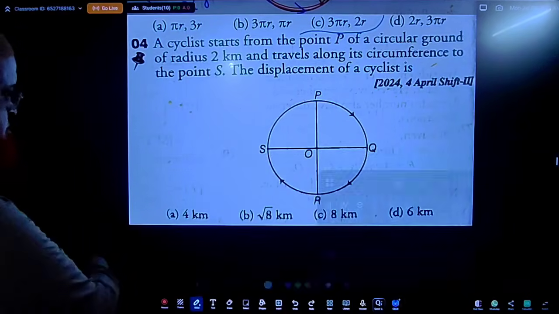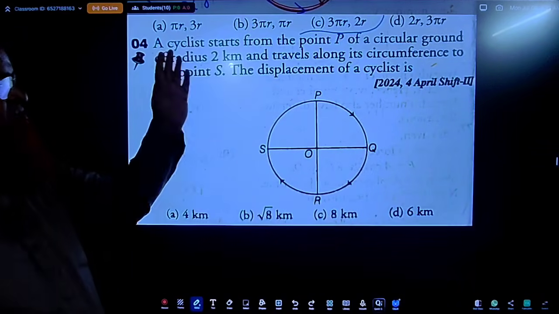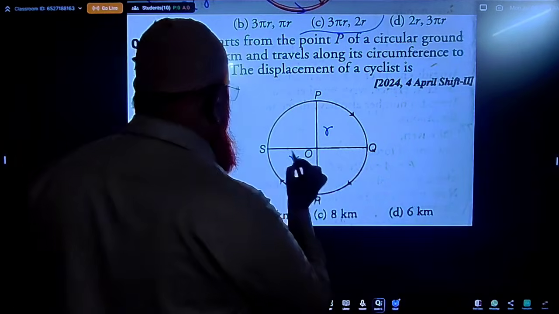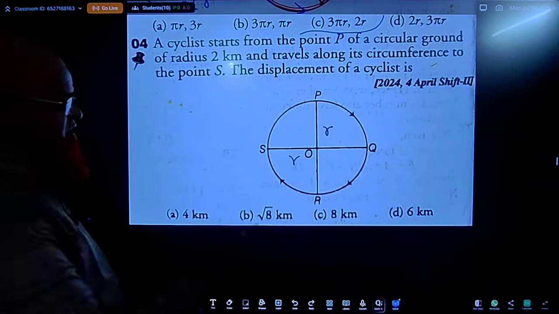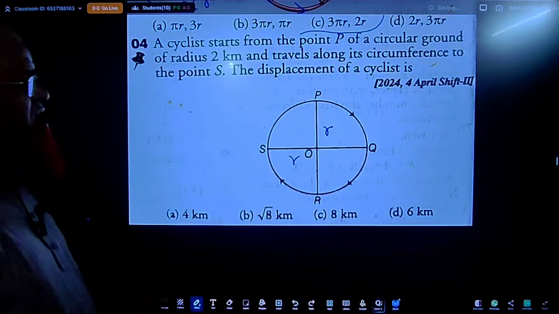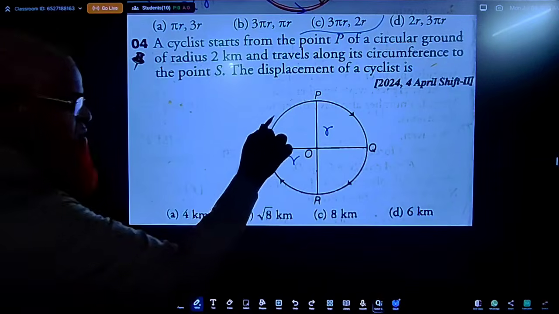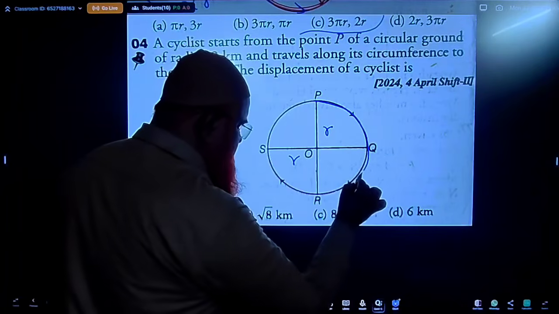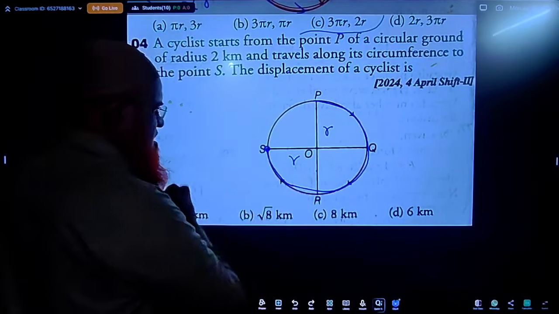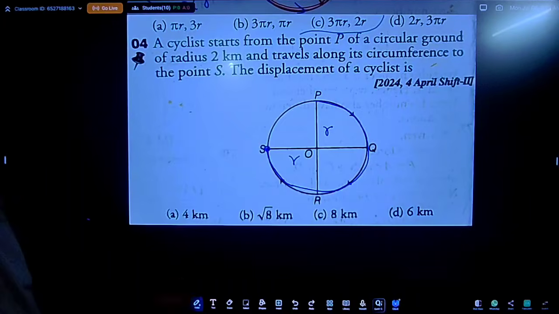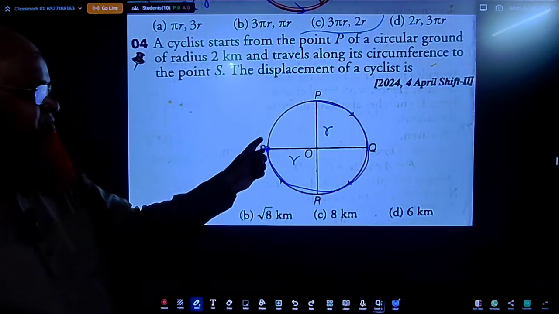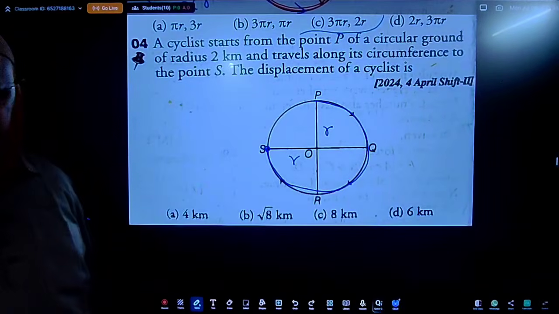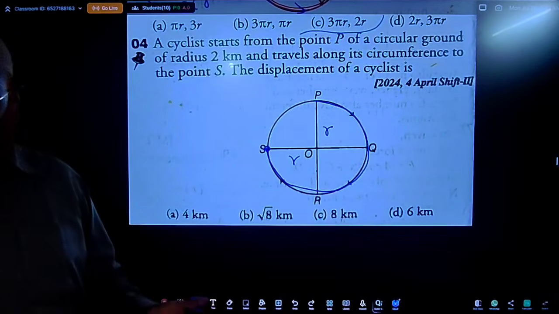See here. Now, a cyclist starts from a point P of a circular ground, the radius of the ground is taken as r, and travels along the circumference to point S. It is shown that he has traveled like this from the starting point, and he has completed 3/4 of a circle, isn't it? He didn't travel P to S directly, because it's clearly shown in the arrows. He has traveled like this and he is asking us to find the displacement.